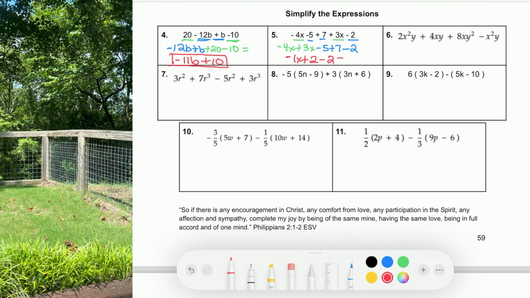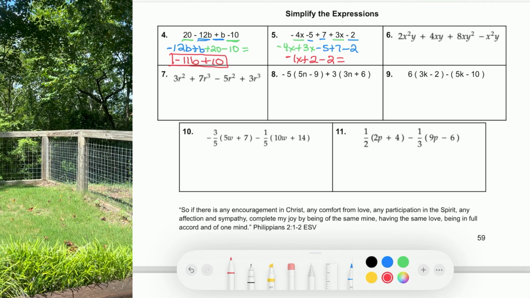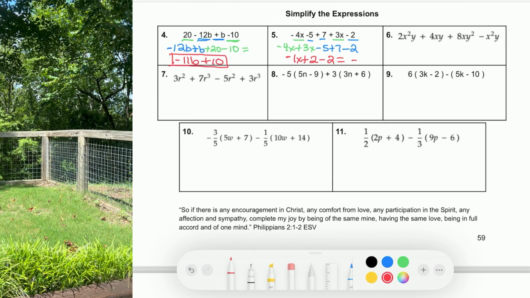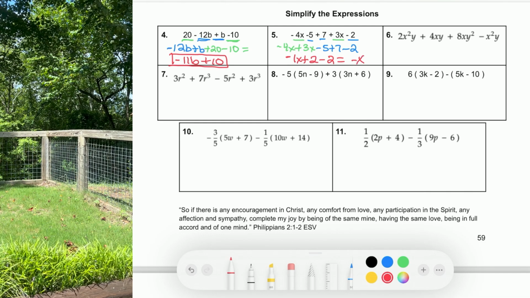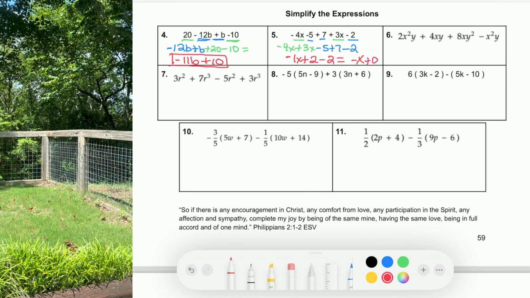Okay. So now I'm going to write it to the side here just so we have enough room. The negative 1x, I don't actually write the 1. I would just write it as negative x. Then I have 2 minus 2, which is 0. So my answer is negative x.